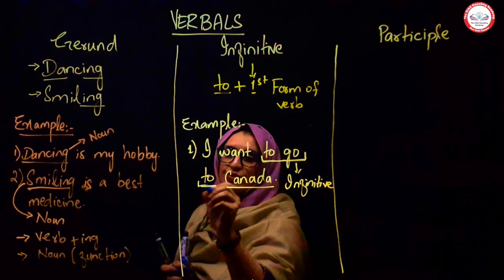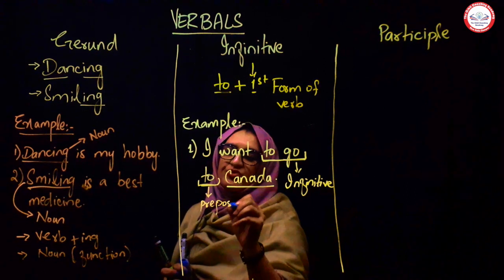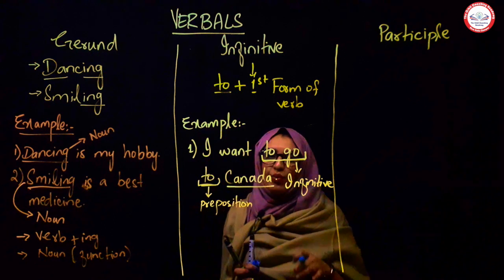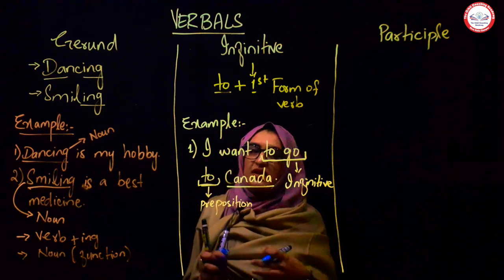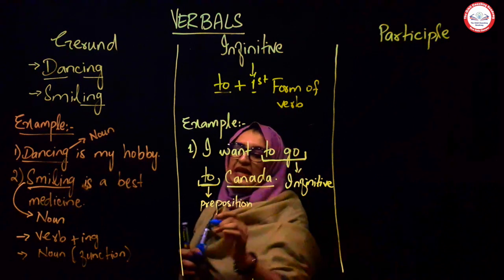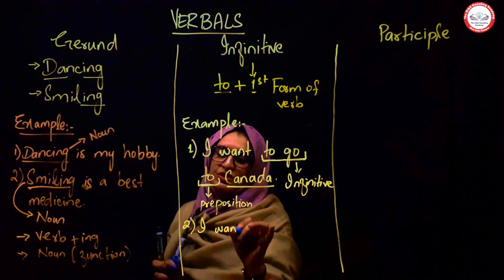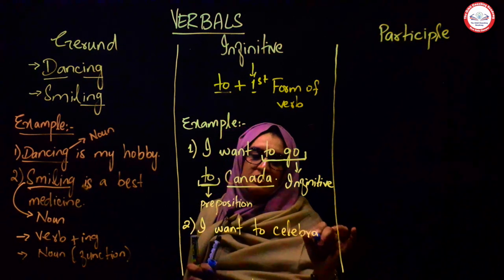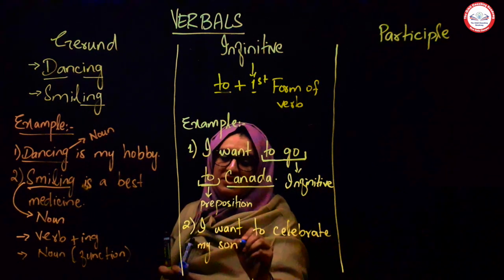While this to is performing the function of a preposition, and I hope you're familiar with the parts of speech where we use a preposition in a sentence to let the reader know the direction of something or maybe the position of something. Let's have another example of it. I want to celebrate my son's birthday.